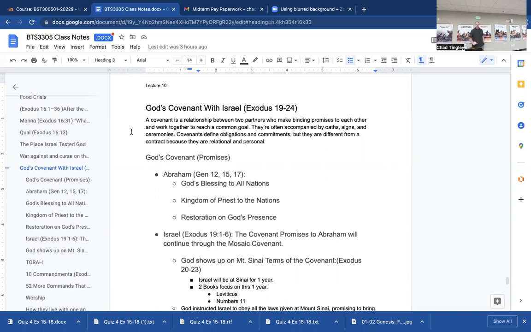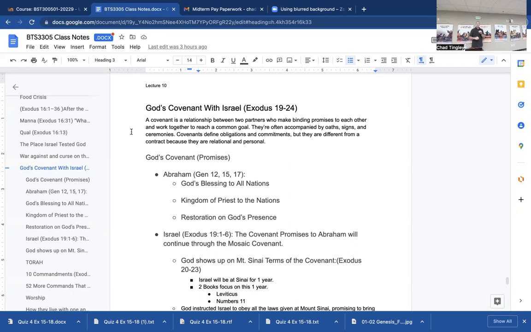And what we want to do in Exodus 19 is look at really the third covenant we're going to look at from the Bible. And if you'll remember, a covenant is a relational agreement, a binding promise between two groups.